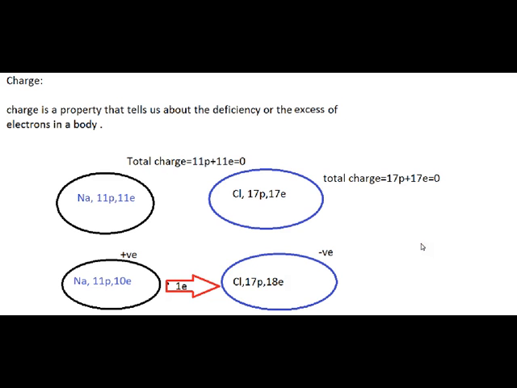Therefore, at this time, I'm going to define charge. Charge is a property that tells us about the deficiency or the excess of electrons in a body.